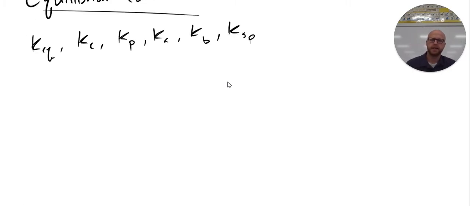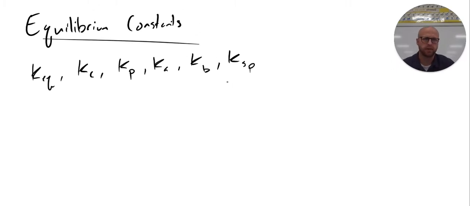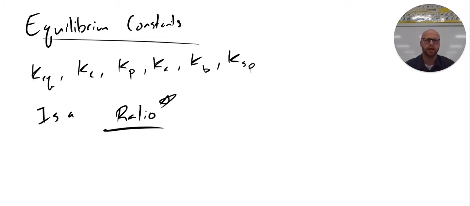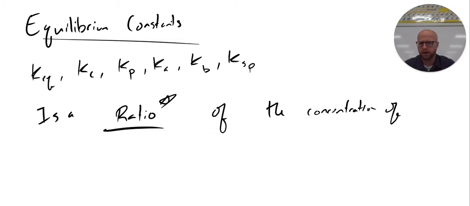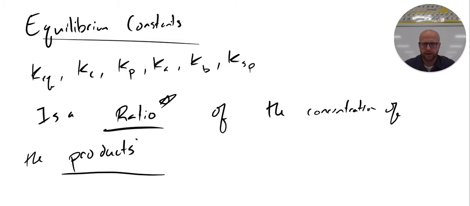Okay? And the biggest thing about equilibrium constants, and this is critical, you've got to know this, is that an equilibrium constant is a ratio. That's all it is. We just want to look at it as a ratio of the concentration of the products divided by the concentration of the reactants. Okay? That's all it is, and that is critical.